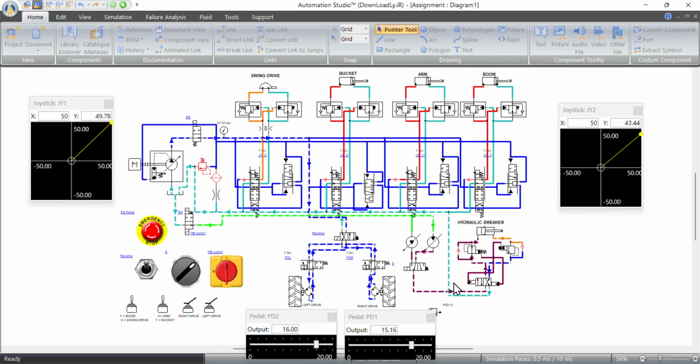So lastly, there's an emergency button to break all the connections in emergency conditions by using two 2/2-way DCVs controlled by solenoid. That's it. Thank you.